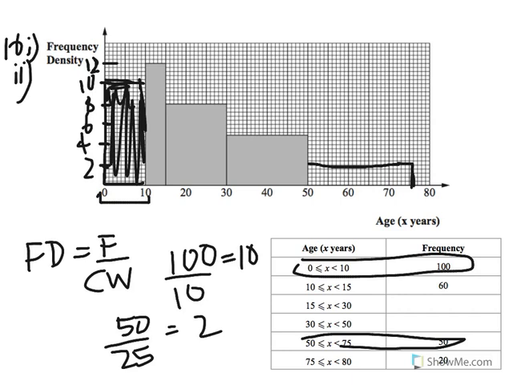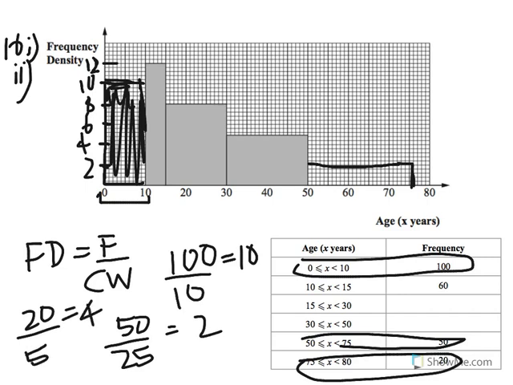And the final one, the frequency density is 20 divided by 5, which is 4. So again, we go across from 1, 2, 3, 4, 5. We go across from here and we kind of draw a bar there. Sorry, but you get the kind of idea I'm trying to go at.